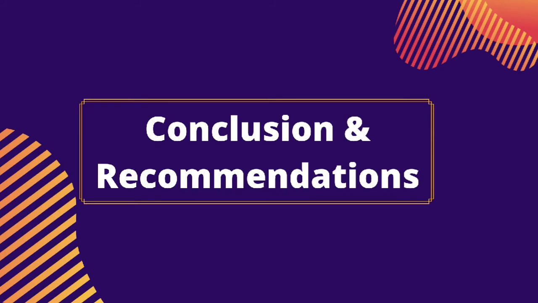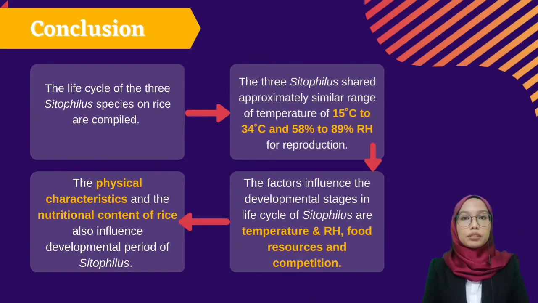Conclusion and recommendations. The life cycles of the 3 Sitophilus species on rice are compiled, which can be base information for future references. It can be concluded that the 3 Sitophilus species share an approximately similar range of temperature and relative humidity. Factors that influence the developmental stages in the life cycle of Sitophilus are temperature and relative humidity, food resources, and competition. Physical characteristics and nutritional content of rice also influence the developmental period of Sitophilus.